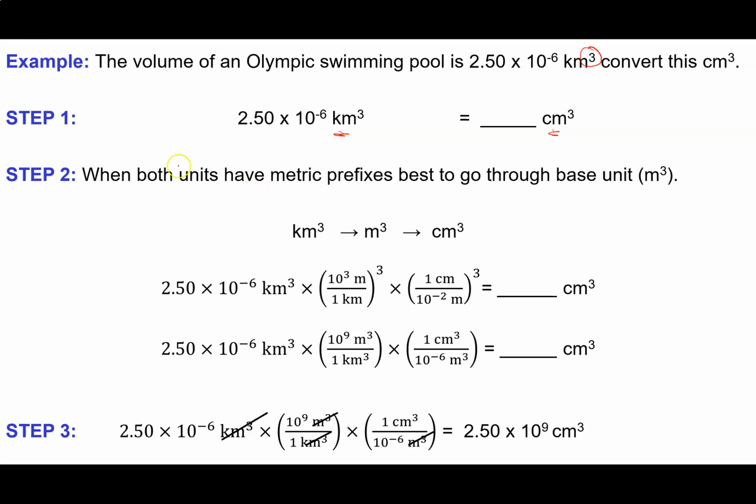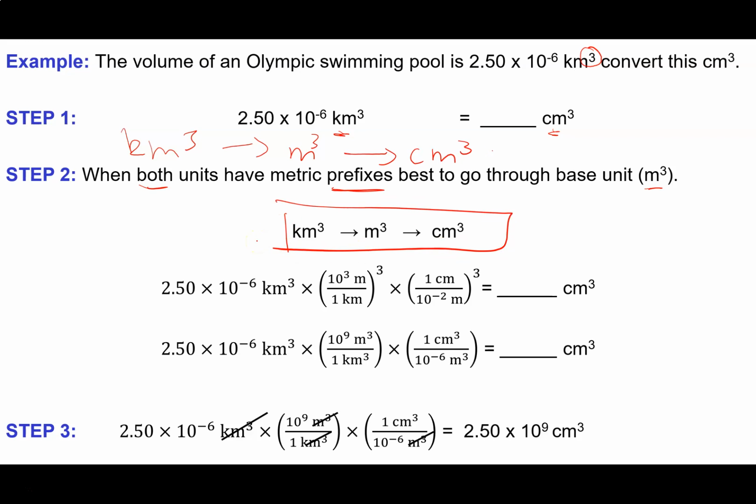And I notice that both have a prefix. So I'm going to go through the base unit. So this is going to go from kilometers cubed to meters cubed to centimeters cubed. Just like that, right? There it is there. Okay, so when my unit is cubed, I have to make sure that I cube my conversion factors. Very, very common error not to do that. Otherwise things won't cancel.